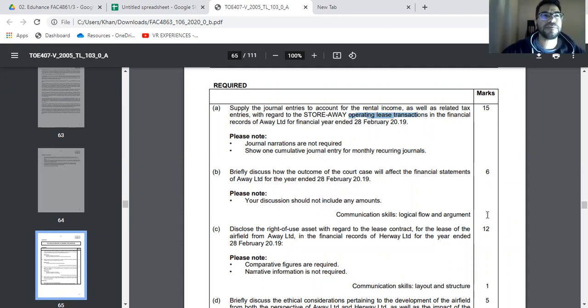Then under sale and leaseback, it is quite short in the standard, but there are two options. Either the sale and leaseback is considered to be a sale or it's not a sale. If it's a sale, there's a certain way of dealing with it. If it's not a sale, there's a certain way of dealing with it. Once again, either discussion or calculation or journal entries, or disclosure. Okay, so something like that.